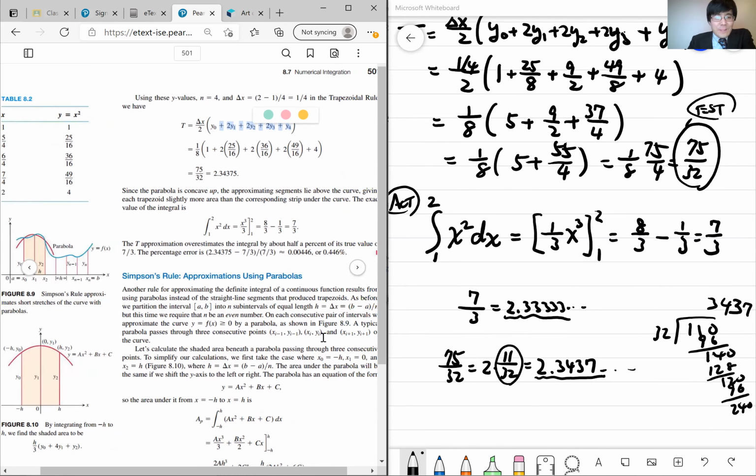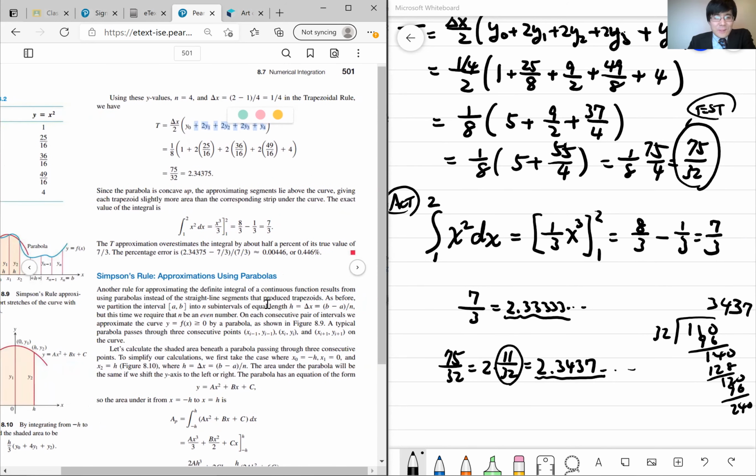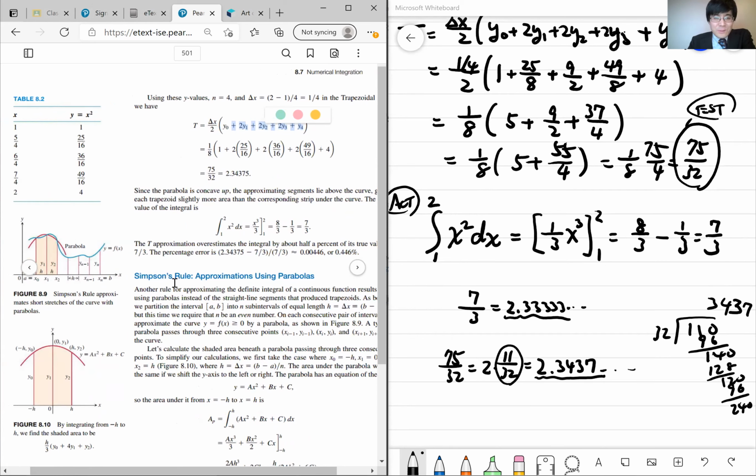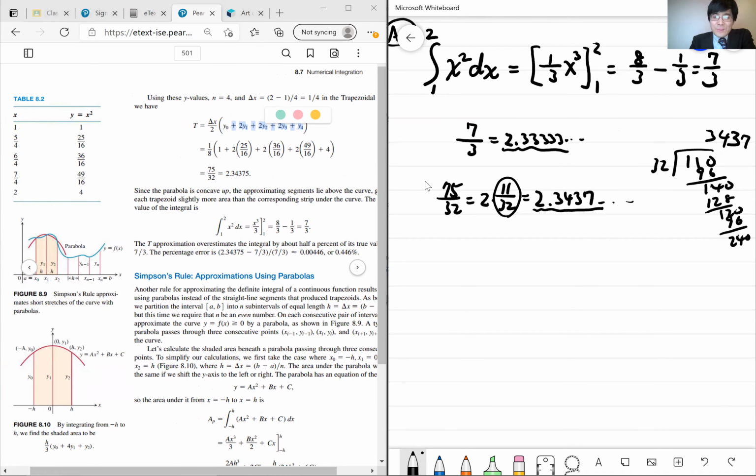Okay, now let's move on to the next one, which is about Simpson's rule. The idea is very similar to the trapezoidal rule. For the trapezoidal rule, your estimation is based on the simplest function, a line. A line can be determined when you have two distinct points. Then you can draw a unique line connecting those 2 points. So that's the idea of using lines to estimate.